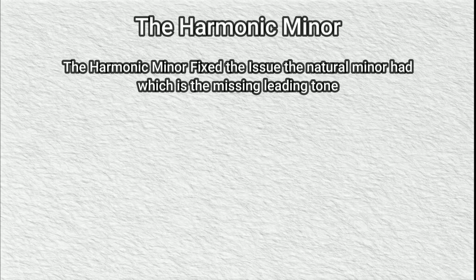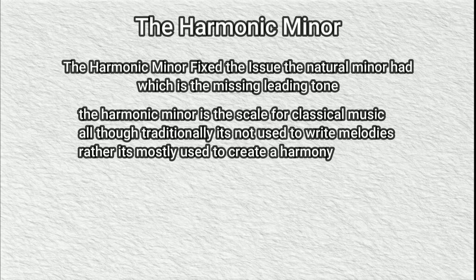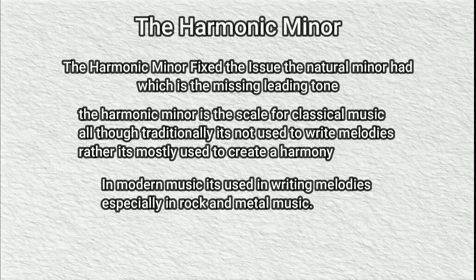In order to fix the lack of the leading tone, the harmonic minor is used. The harmonic minor is the scale for classical music. Although traditionally it's not used to write melodies, rather it's mostly used to create harmony. I'll get to harmony in part 3 of the course. In modern music, it's used in writing melodies, especially in rock and metal music.